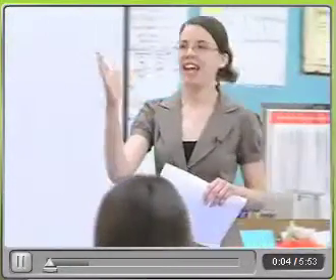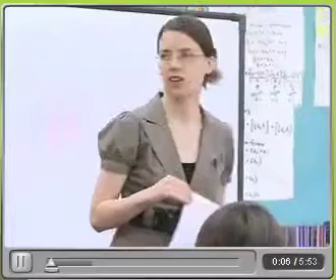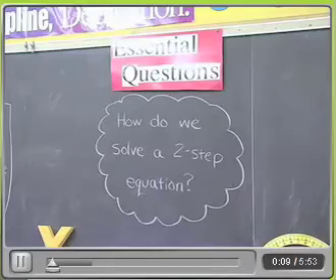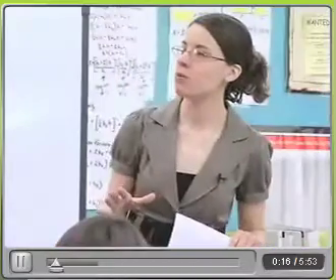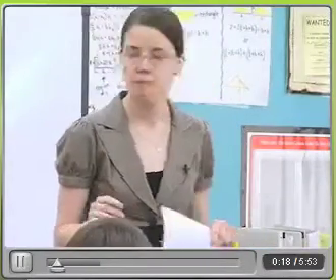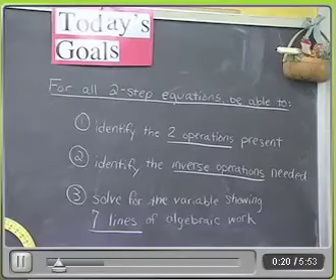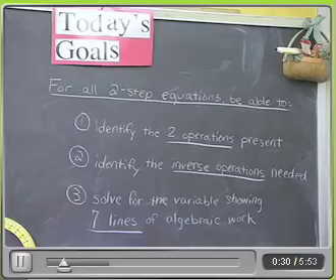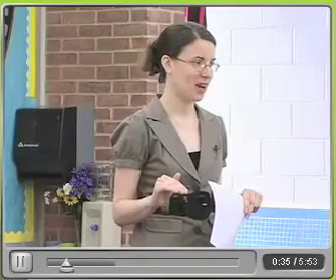Today we're going to see if you can answer this essential question by the end of the period: how do we solve a two-step equation? And I have three goals for you. By the end of the period, it is my hope that you will be able to, for every two-step equation, identify the two operations that are present, identify the inverse operations that would be needed, and then solve for the variable, showing me 7 lines of work. So that's what our goals are today, okay?